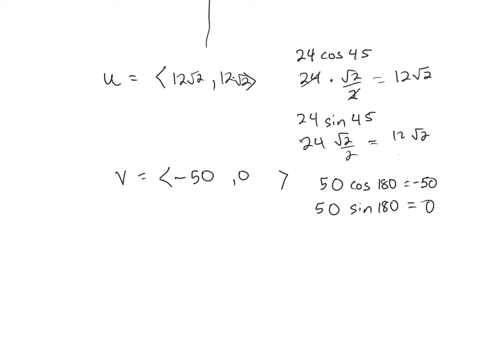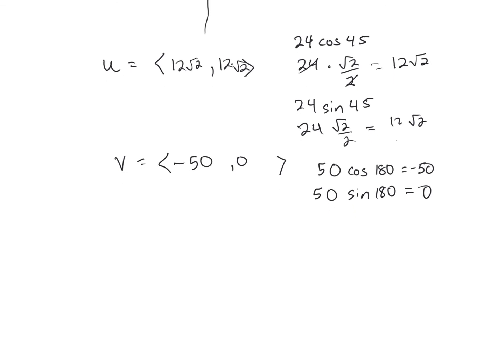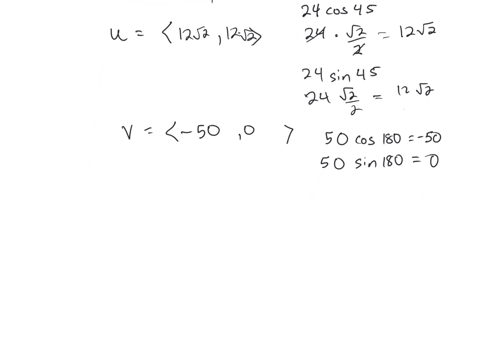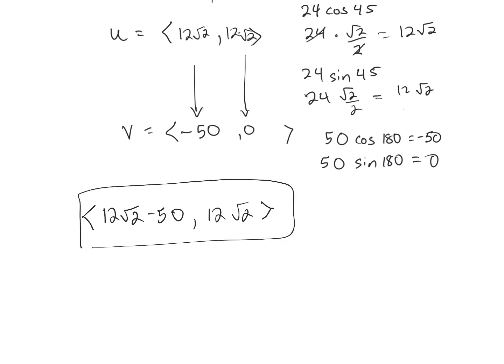So now let's put this together. We want the sum of the two. We start off at u and then we go to v, so we just add the two. The sum would be 12 root 2 plus negative 50, which is 12 root 2 minus 50, and then 12 root 2 plus 0, which is just 12 root 2. And that would be our answer.